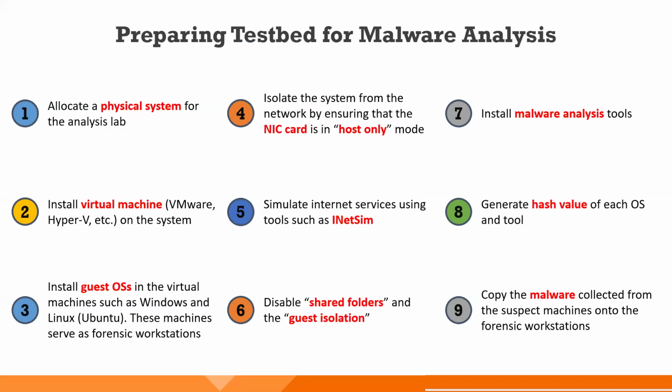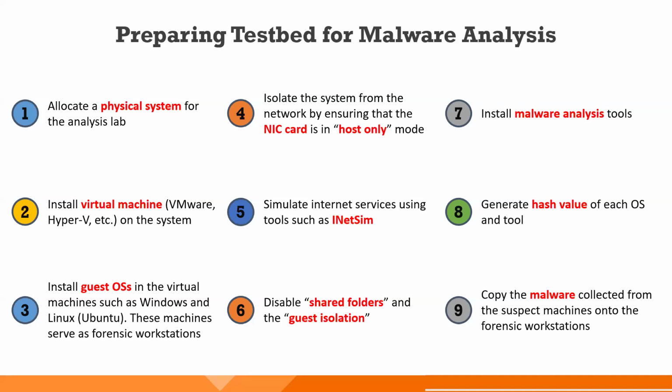For you to prepare the malware analysis lab, you have to allocate a physical system for the analysis lab. You have to install virtualization software, maybe Hyper-V, VMware, or VirtualBox, on the system. You have to install a guest operating system in the virtual machine, such as Windows and Linux. Most of the time in Windows, we do malware analysis majorly on Windows 10 or Windows 7. Then for Linux, we are using REMnux, which is a tool specifically tailored. It has all the tools that are needed in the Linux version for malware analysis. So these machines serve as forensic workstations during the analysis of the malware.